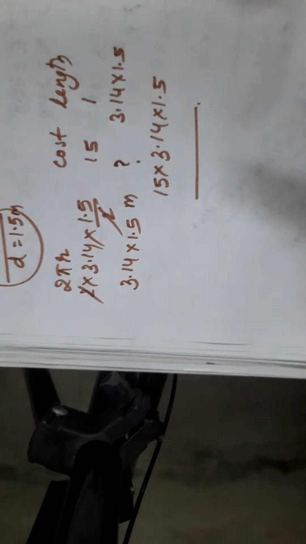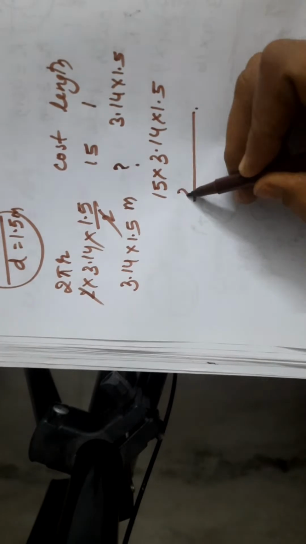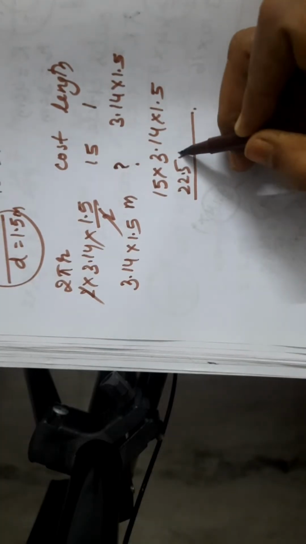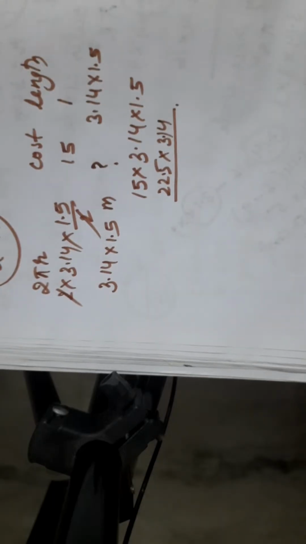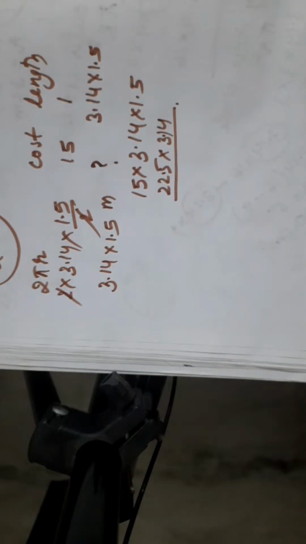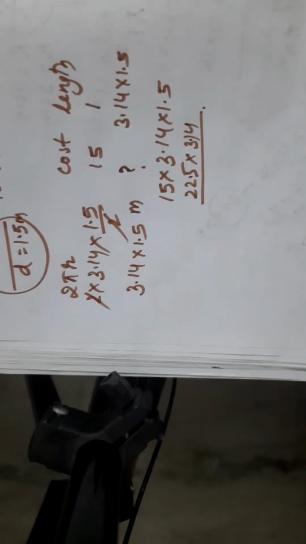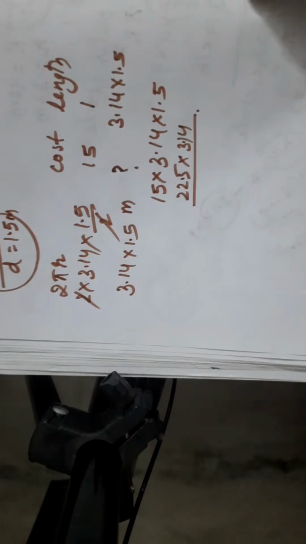Completed the calculation? 15 multiplied by 15 is 225, multiplied by 3.14. Say some of your answers. Say it fast. Okay, this calculation you can complete later on.